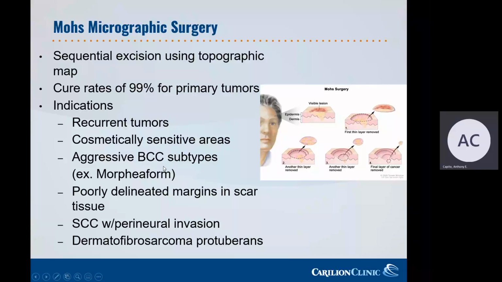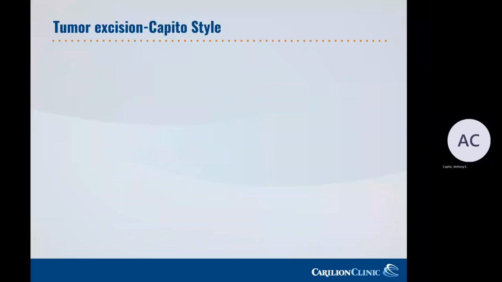These are commonly asked on board examinations. So recurrent tumors, cosmetically sensitive areas like the face, more morpheaform or aggressive subtypes of basal cell. If you can't see the tumor margins because of scar, that'll be an indication. Anything with perineural invasion, and then another type of skin cancer, dermatofibrosarcoma protuberans. That's also an indication for Mohs referral.